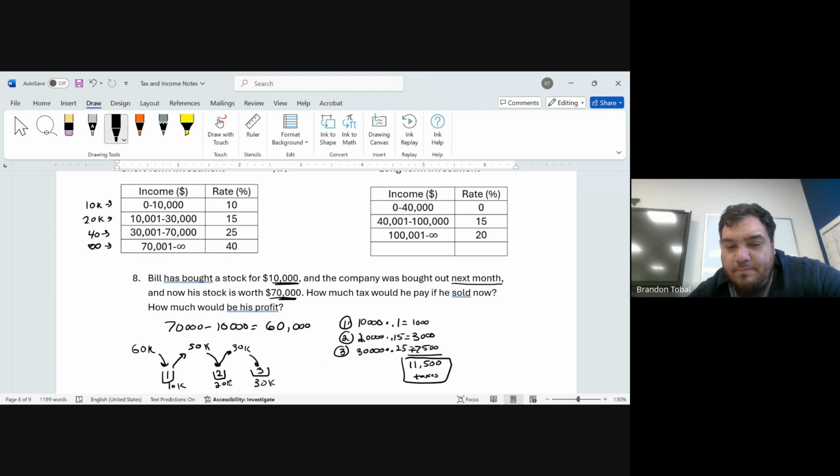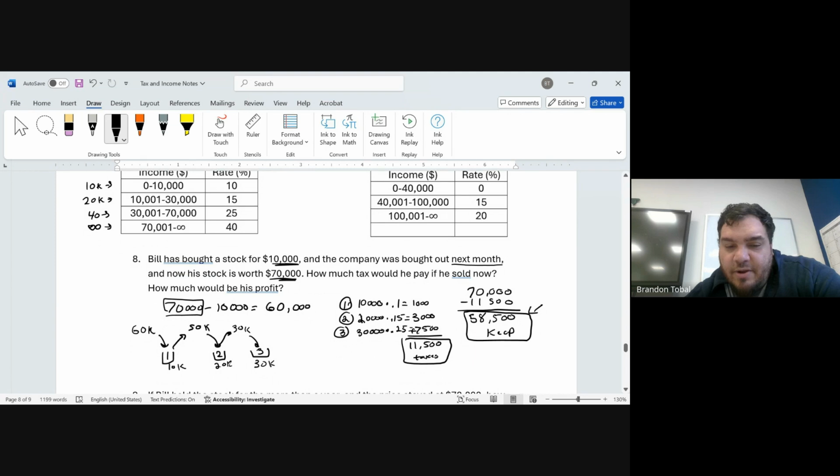Now, how much does he keep? For this one, the $60,000 is the profit, but he physically has $70,000. So from the $70,000 minus the $11,500, the money he gets to keep is $58,500. That's how much he gets to keep. If I ask how much would be his profit, I guess that would answer that question, which would be $58,500. Maybe I should change that. I would say keep: how much would he keep?